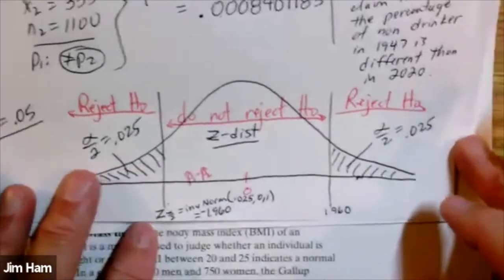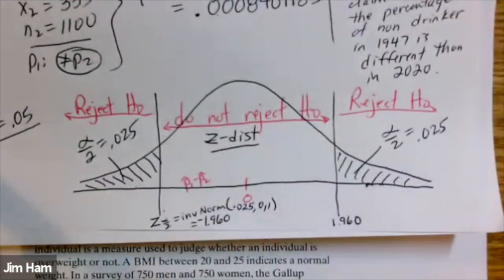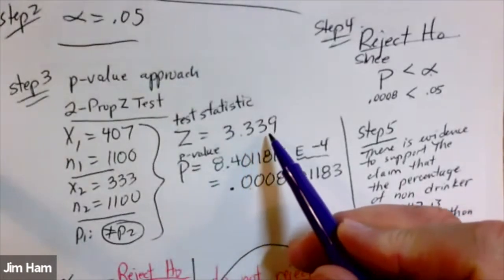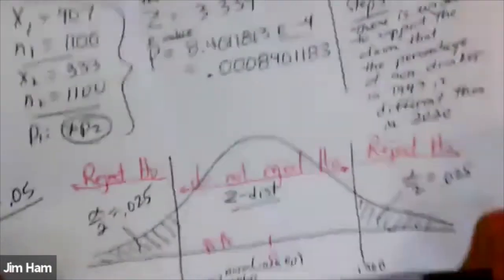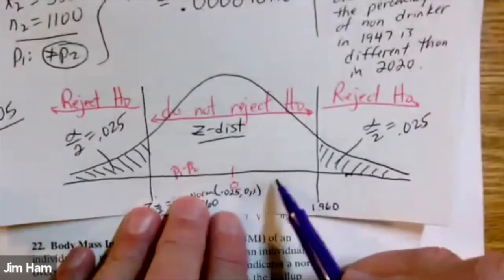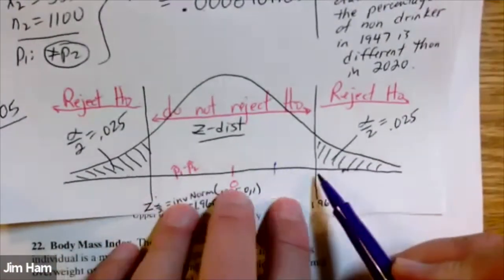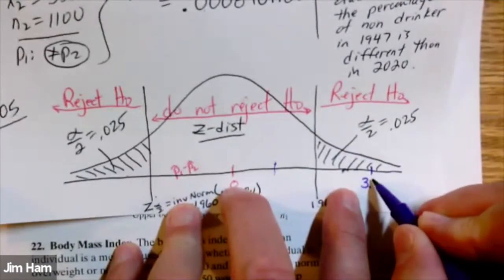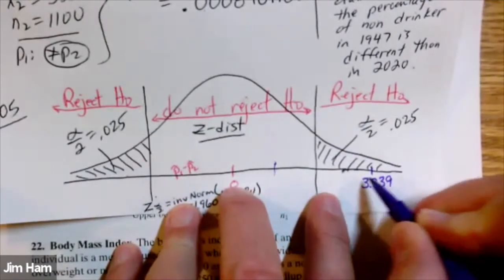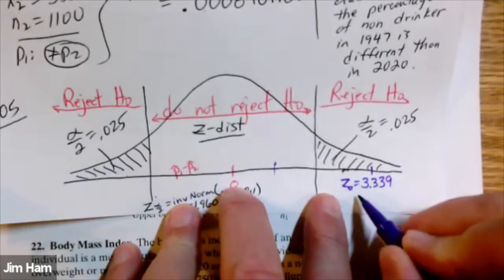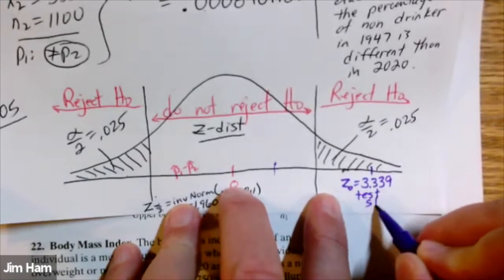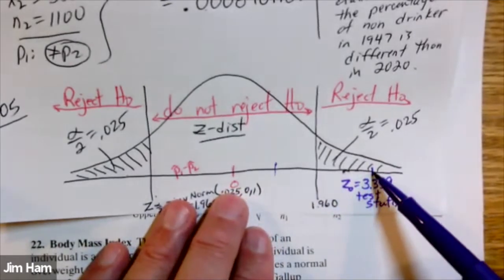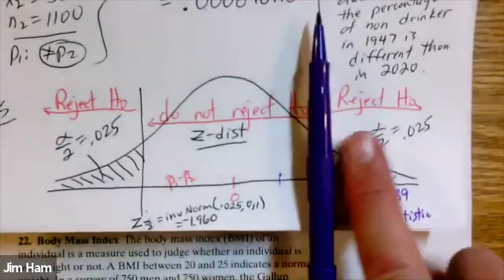And finally, to complete the classical approach, we have our test statistic, 3.339, and we're going to plot that. It's 0, 1, 2, 3, and a little bit. So 3.339, that's our test statistic. It also gets plotted on the horizontal scale. And you can see because of where we plotted it, it falls out here, falls over in this region here.